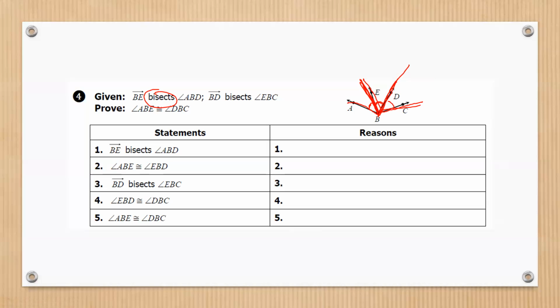Okay, so step 1, BE bisects angle ABD, that's given. I'm going to find the other one too. BD bisects EBC, here it is. All right, so if ray BE is bisecting angle ABD, we marked these two congruent because that's what a bisector does. It cuts the angle into two equal parts. So step 2 is literally saying this angle ABE is equal to this angle EBD. So this is the definition of a bisector. You can write definition of bisects, definition of angle bisector.